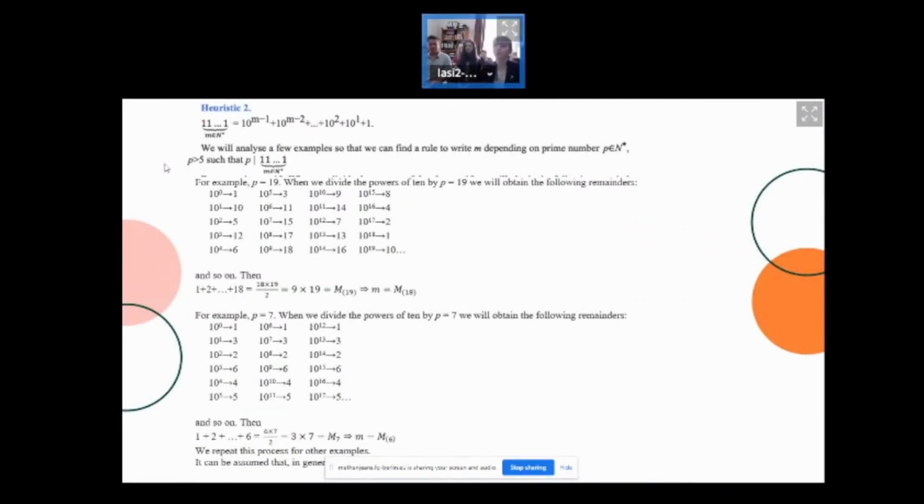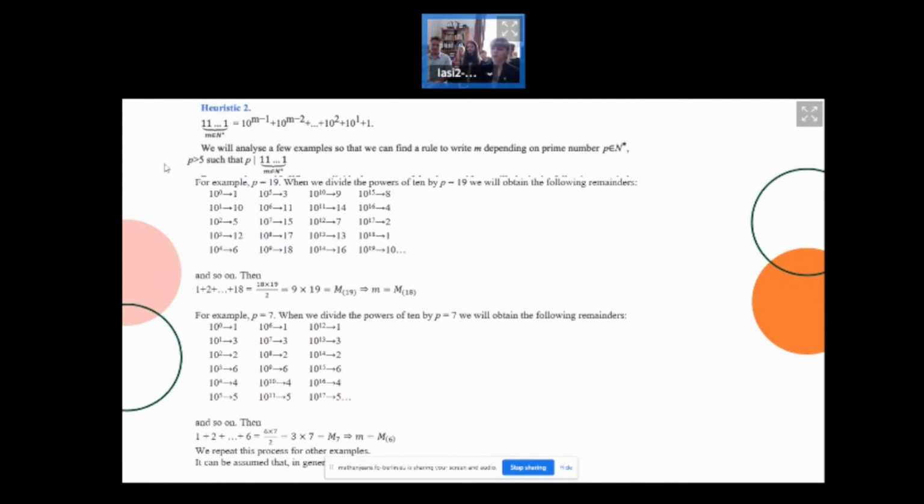Okay, then we wrote the number 111 taken m times as the sum of 10 to the power m minus 1 plus 10 to the power m minus 2, and so on, plus 10 to the power 2 plus 10 to the power 1 and plus 10 to the power 0. And we will analyze a few examples so that we can find the rule to write m depending on prime number p bigger than 5, such that p divides 111 taken m times.